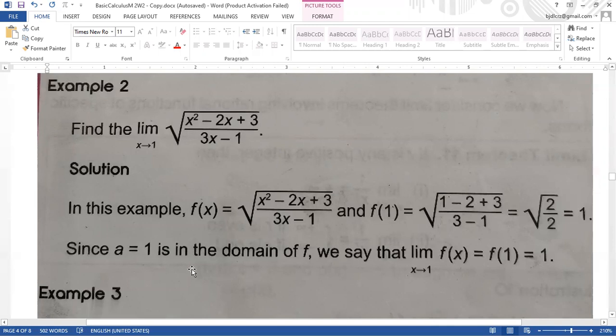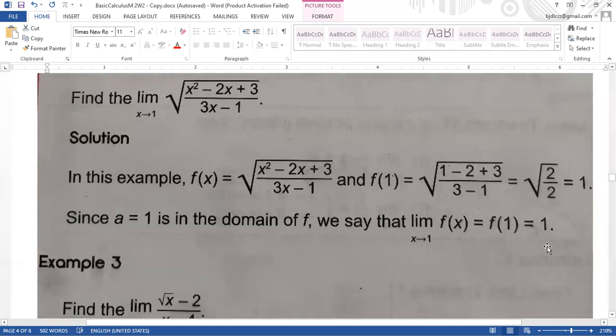Since a equal to 1 is in the domain of f, we say that the limit of f of x as x approaches 1 is equal to f of 1, which is equal to 1. So what is the domain, right? This x is in the domain. So our limit of f of x as x approaches 1 and f of 1 are equal to each other, and their limit is 1 also.